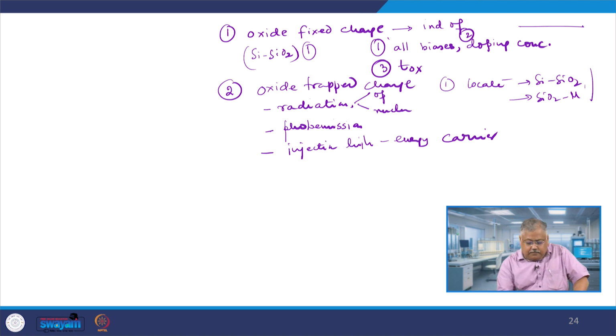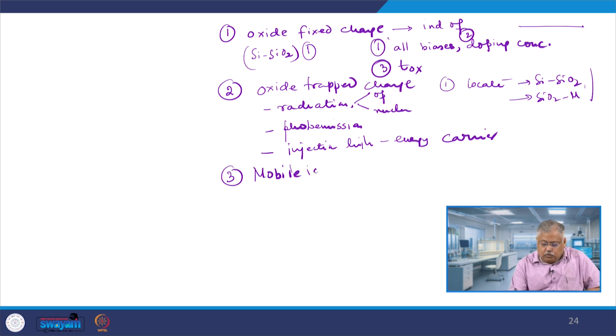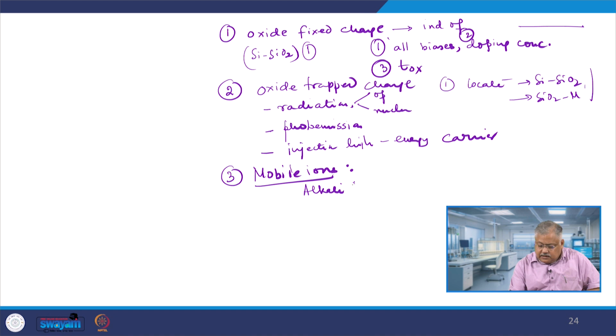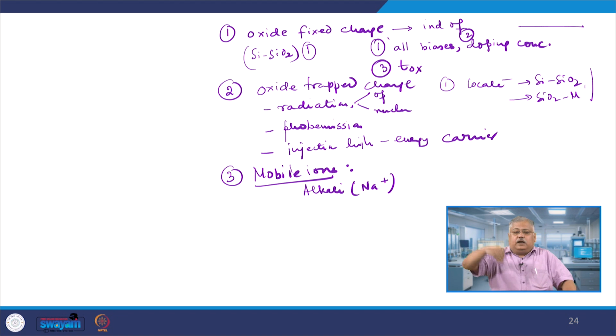Let me come to the third one, and the third one is referred to as mobile ions or mobile charge. This is primarily because of alkali ions, primarily sodium, that exist in the oxide. So, sodium plus happens, and this is primarily introduced by an external environment during fabrication, available in many of the cases. However, this charge can actually move within the oxide layer. So, these are mobile.